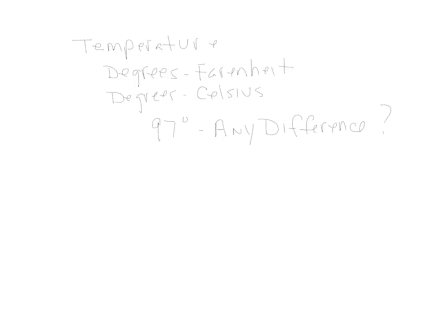Yeah, it does. 97 degrees Celsius means it's almost boiling outside. It's close to what would be boiling on a stove. Whereas 97 degrees Fahrenheit is just a really hot summer day. So there's a difference between these two scales. We measure temperature by either degrees Fahrenheit or degrees Celsius. There are two different scales, but they both measure the exact same thing, air temperature.